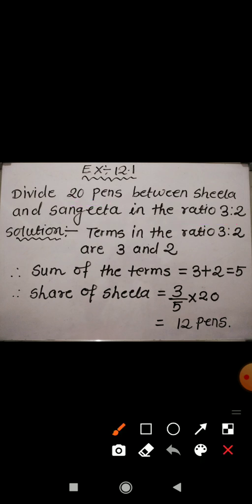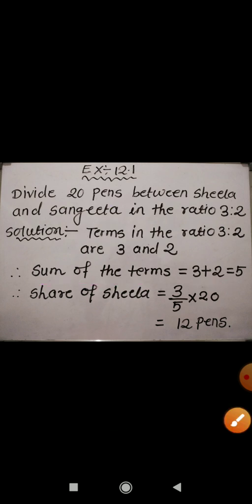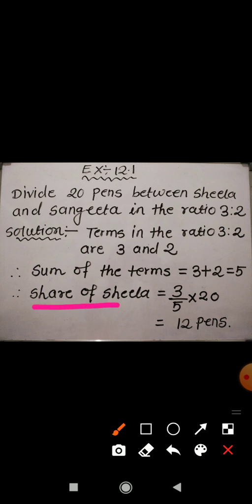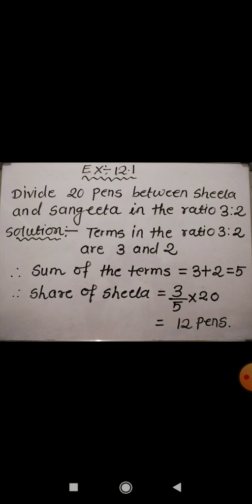Now since the ratio is 3:2, the terms in the ratio are 3 and 2, right? If you add these terms, what will you get? The sum of the terms is 5. 3 plus 2 is 5. And the total pens we have is 20, right? Therefore, the share of Sheila will be 3 upon 5 of total pens. Now 3 upon 5 of total pens means 3 upon 5 of 20.